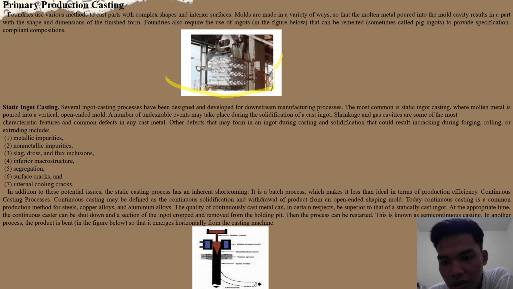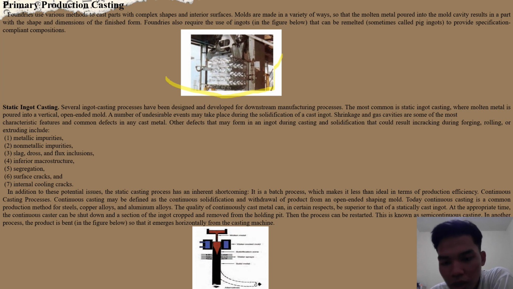Shrinkage and gas cavities are some of the most characteristic features and common defects in any cast metals. Other defects that may occur in ingots during casting and solidification, and commonly result in cracking during forming, rolling, or extruding, include: 1. Metal inclusions, 2. Non-metallic inclusions, 3. Slag inclusions, 4. Inclusion of interior microstructure, 5. Segregation, 6. Surface cracks, and 7. Internal columnar cracks. In addition to this, the static casting process has inherent shortcomings.